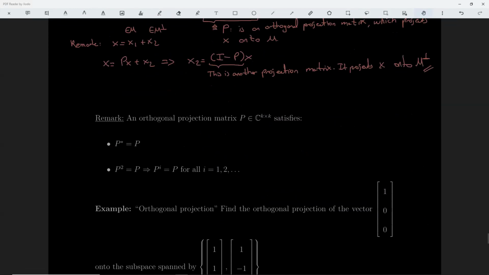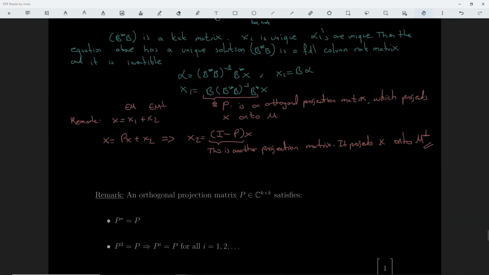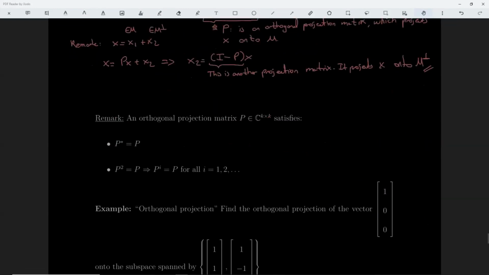So for the orthogonal projection matrices, we have the following properties. Since it was defined as B times B conjugate transpose B inverse times B conjugate transpose, P conjugate transpose is equal to P itself. And if you're talking about real matrices, then it is symmetric. So this has to be symmetric for real projection matrices.